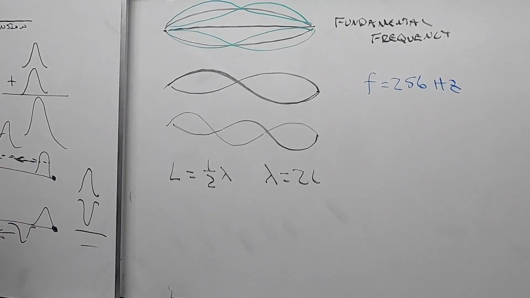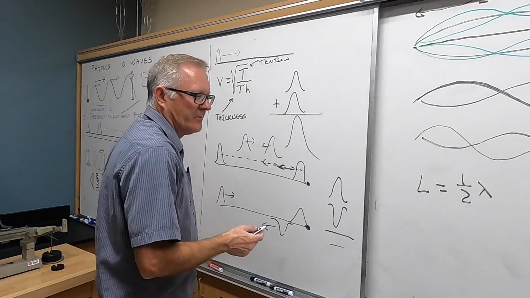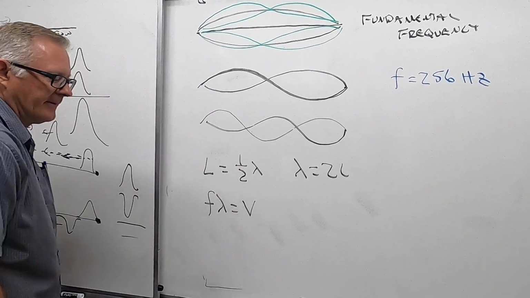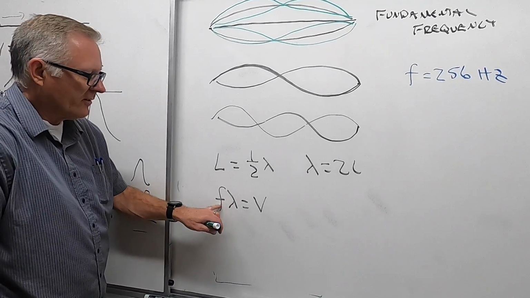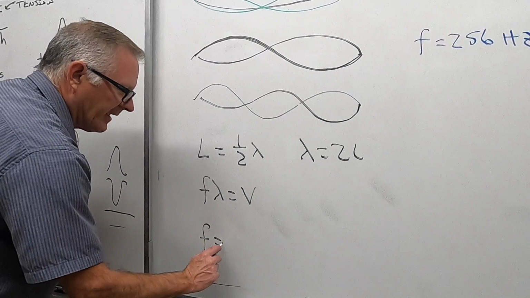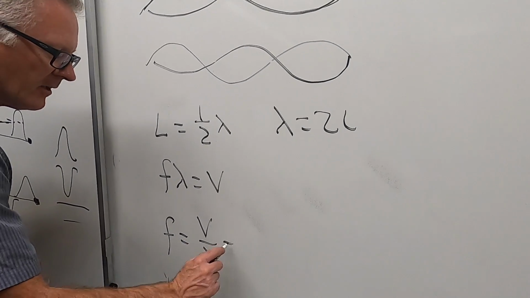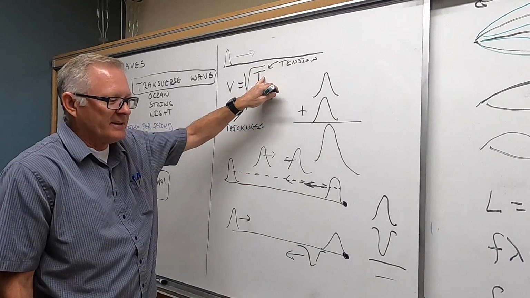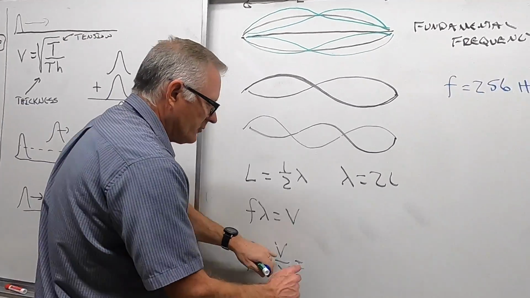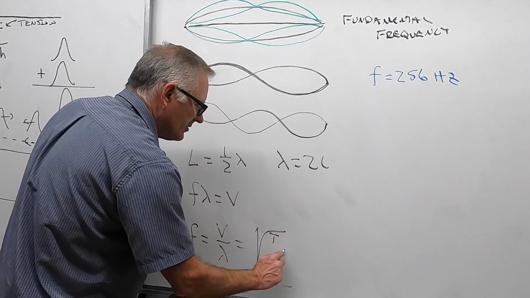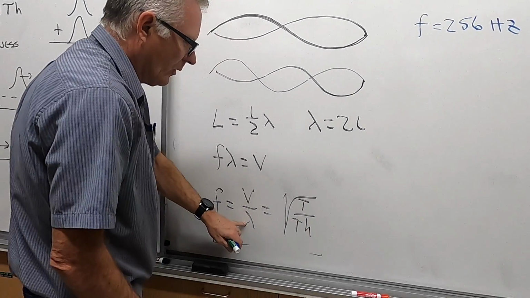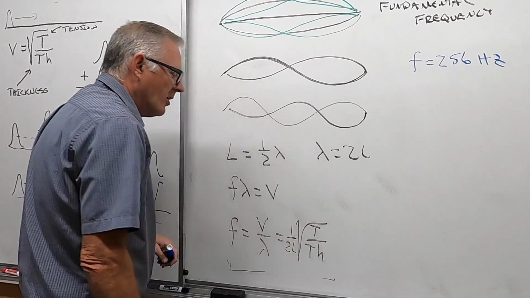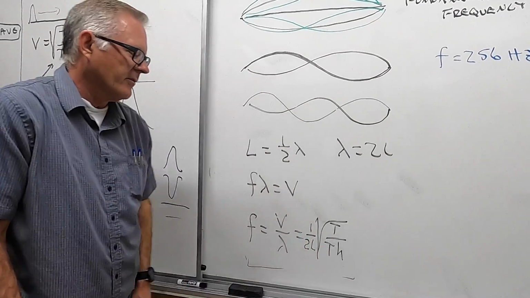So there's the wavelength. Now if we come back to our wave equation, which says the frequency times the wavelength is the speed, let's just solve for the frequency. That's the pitch you're playing, which is v over the wavelength. We said the speed is the square root of the tension over the thickness. So that's what the speed is. And the wavelength, we said, was twice the length of the string. So 1 over twice the length of the string.